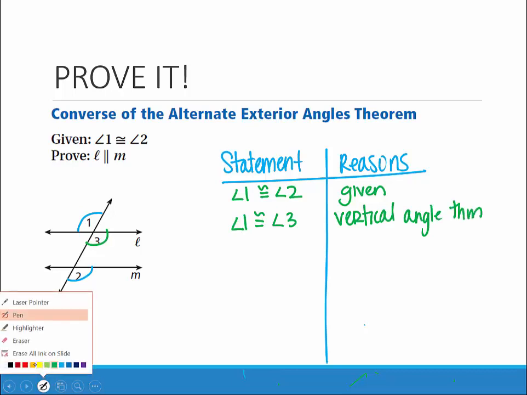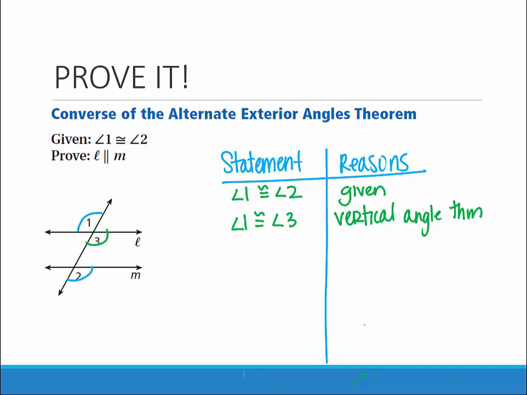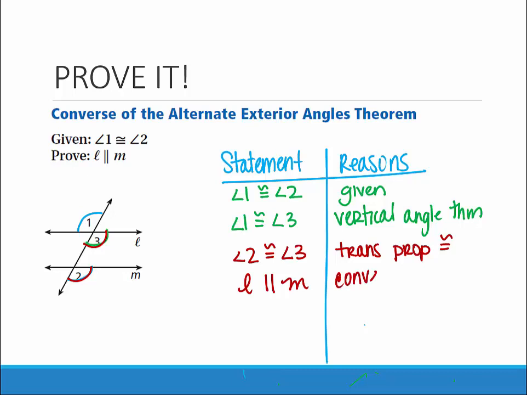And then we can use the transitive property. If I know 1 is congruent to 2 and 1 is congruent to 3, I can say that angle 2 has to be congruent to angle 3 by the transitive property of congruence. And then once we know that these two angles are congruent, we can say that L has to be parallel to M because of the converse of the corresponding angle postulate.